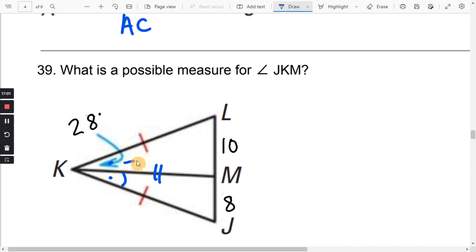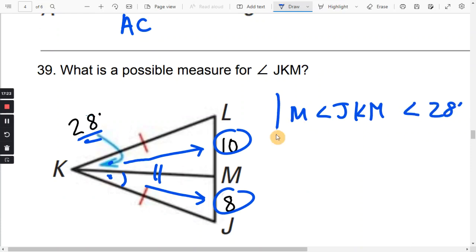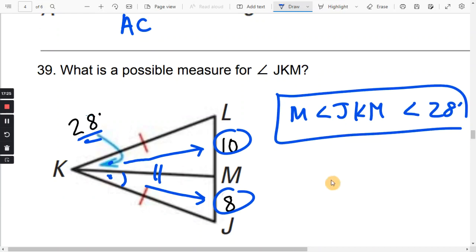Okay, across from this angle, the side length is 10. Across from this angle, the side length is 8. So since 8 is less than 10, this angle has to be less than 28. Okay, so measure of angle JKM is going to be less than 28 degrees. So any multiple choice that's less than 28 would work, as long as it's not negative or 0.